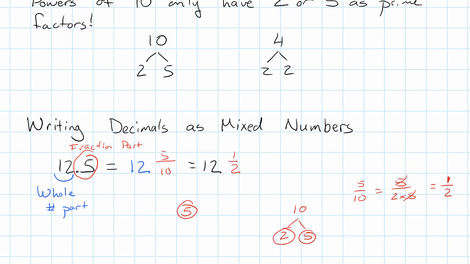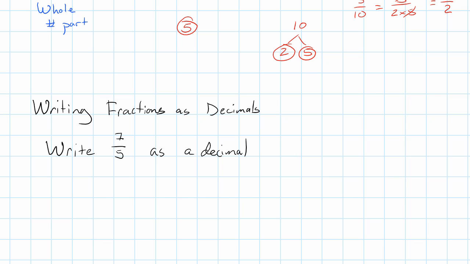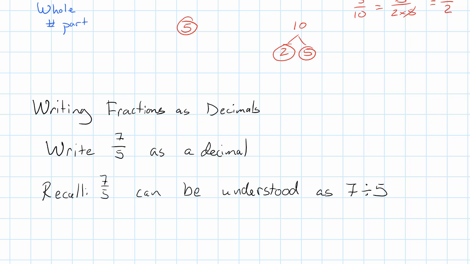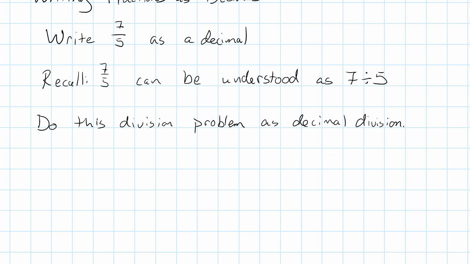Okay, so decimals to fractions, decimals to mixed numbers, easy. Just do what it says on the box. What if we want to go the other way round? What if we want to write, for example, 7/5 as a decimal? Well, remember, we said that the fraction 7/5 can be understood as the division problem, 7 divided by 5. We're going to do this division as decimal division. So when we set up our division bracket, we will always, every single time forever, set it up with the denominator outside and the numerator inside.